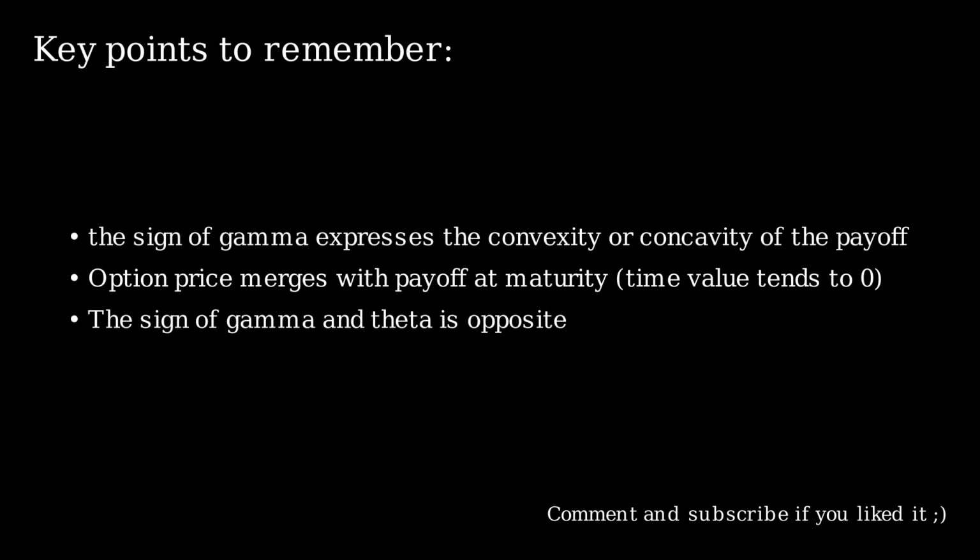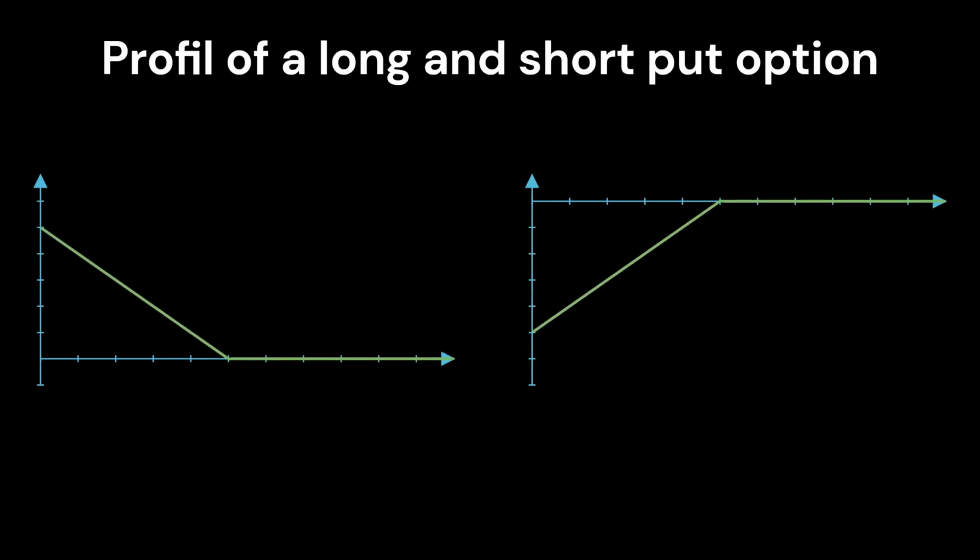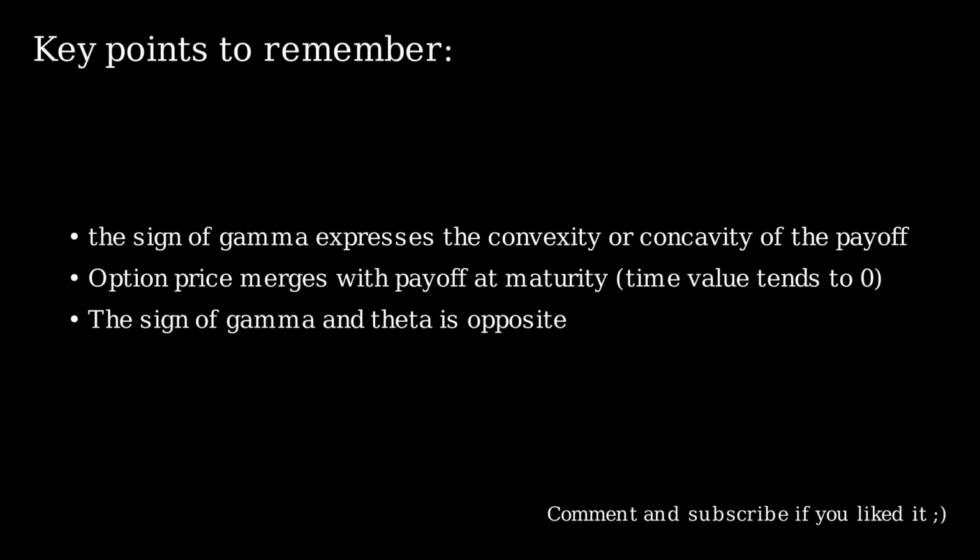For example, the profile for a short put is the symmetry by the x-axis of the profile of a long put. Therefore, the payoff is concave and the price is under the payoff. This difference between the price and the payoff can be interpreted as a risk premium paid to the seller of the option for the risk he takes. Nota bene, the determination of this risk premium is exactly what pricing models like Black-Scholes provide. We therefore understand the close link between convexity of the option price represented by gamma and the impact of time on that same price represented by theta.